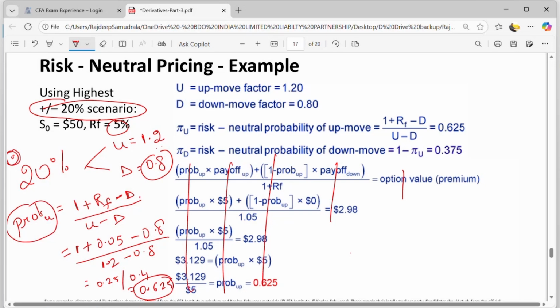Now you tell me, if there's a 62.5% chance of going up, what is the probability of it going down? Answer?